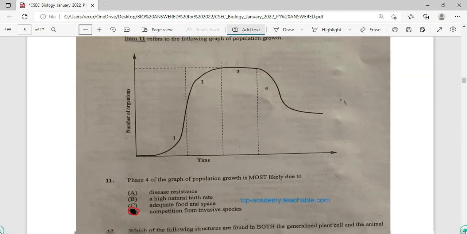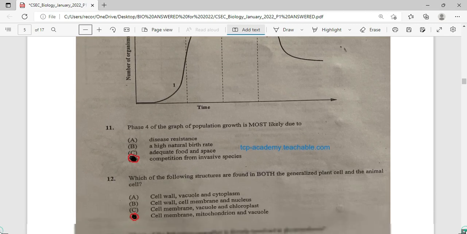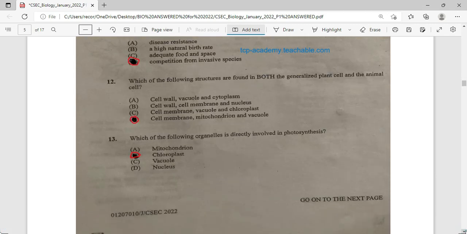We move right along. This is a repeated question and we are going to just skip 11. The answer there is going to be D. Number 12, repeated question. It's not a repeated question, but let me read it. Which of the following structure are found in both generalized plant and animal cell? It's going to be cell membrane, mitochondria, and of course, vacuole.